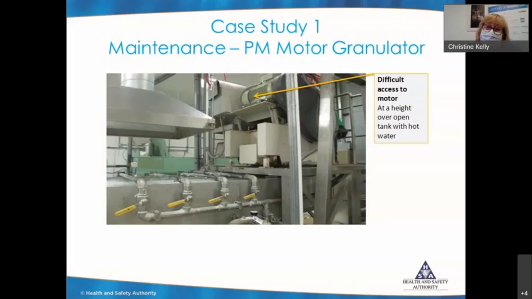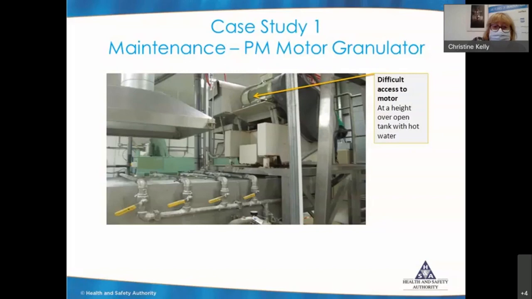Another thing is that maintenance ergonomic risk factors are often combined with other safety risk factors, such as working at height. So this is a case where there's a motor at height above a tank of water, which is at 30 degrees, and access was very, very difficult. If they used a stepladder, they were standing on the side of the tank, not suitable at all.